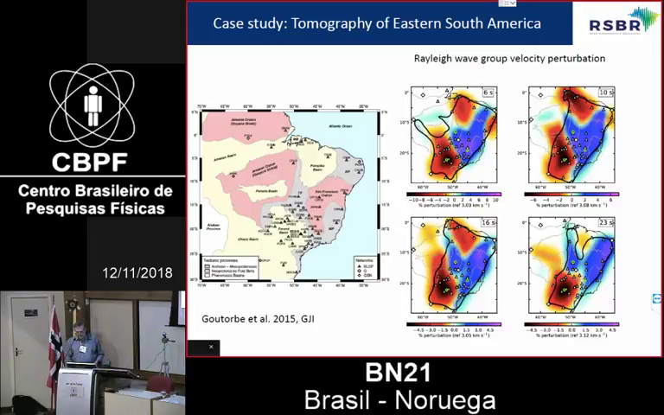You see that the basins like Parnaíba and Marajó Basin and Paraná Basin are low velocity. You have the sediments that have low velocity. The craton, the San Francisco craton, the Amazonic craton, they are high velocity and they are showing in blue.